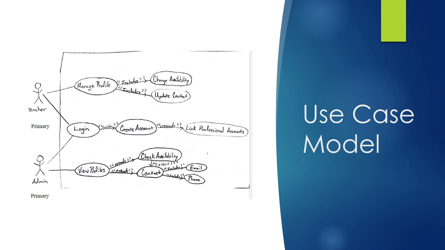So this is our use case model. We have 2 primary actors, the admin and the teacher. Both the admin and the teacher can log in. If they don't have an account, they will be prompted to create an account, and that's where they can link their professional account. Say, for example, we're a teacher and we want to log in. We log in and we have an account. Then we can manage our profile. By managing profile, you can change your availability, which lets the admin know that you'll be available at a certain time. And you can also update your contact information. So if you get a new email or a new phone number, you can just update it in manage profile.